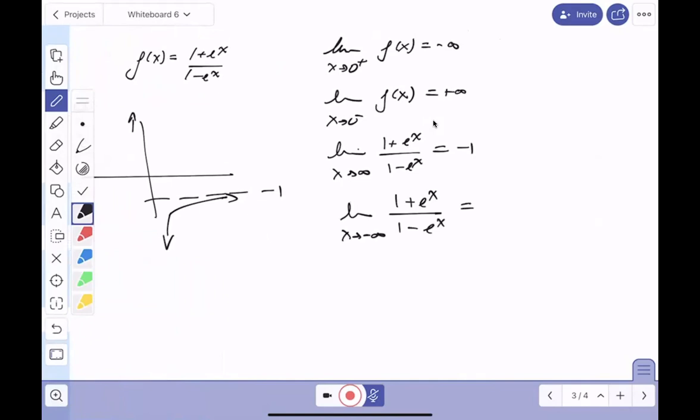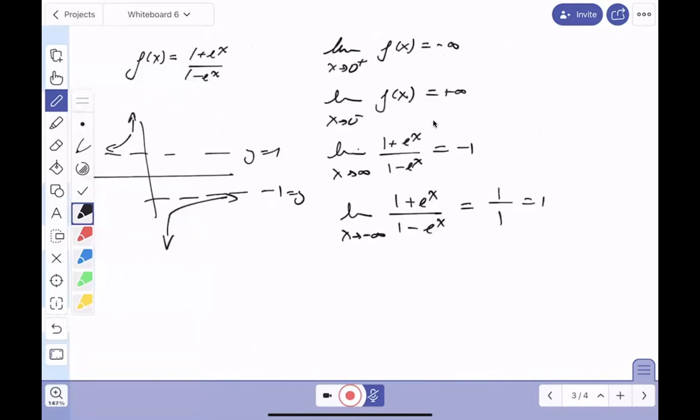And what's this limit over here? I divided by e to the x. You don't have to. And the reason for that is e to the minus infinity is 0. So the top is 1 and the bottom is 1. And that limit's 1. And that's where I made my mistake. And this is going to be y equals 1. And this is y equals minus 1.